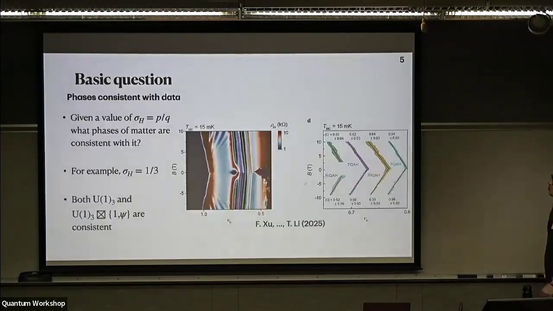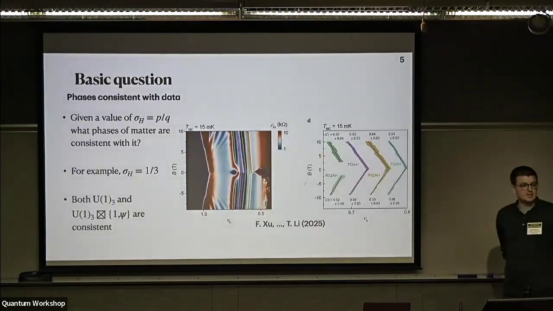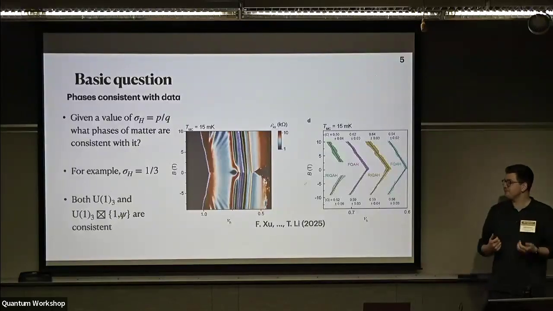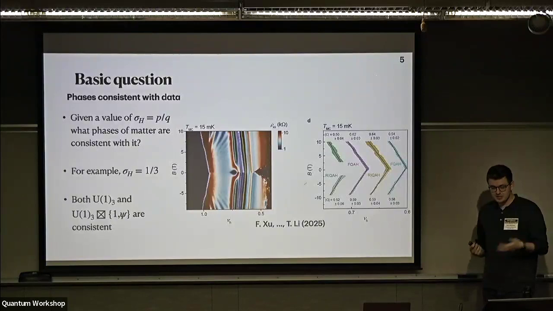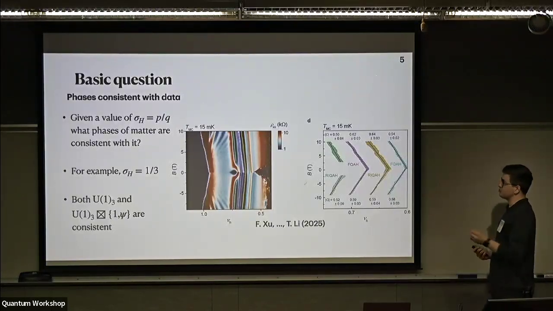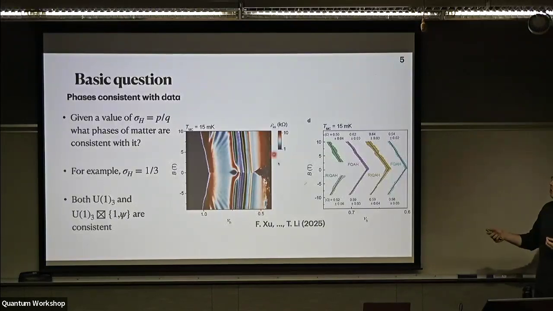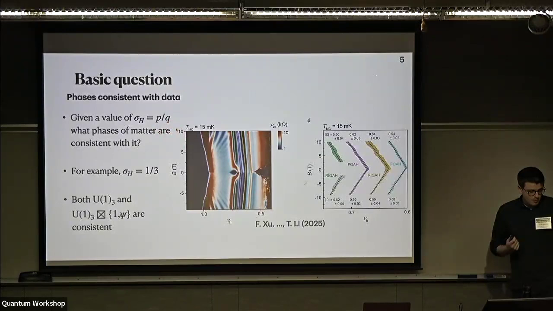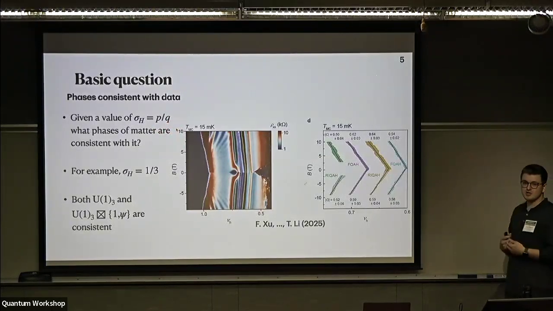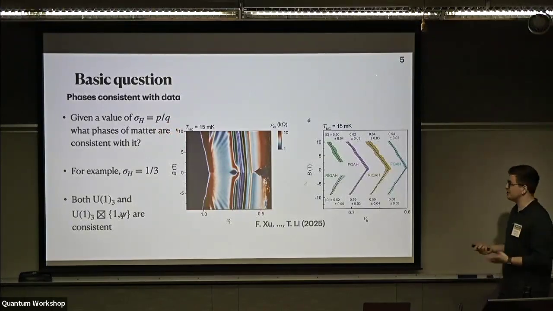So I think this motivated us to ask a basic question, which is, suppose you come to me and you're an experimentalist and you say, I've measured a phase of matter. It is incompressible and it has a fractional value of the Hall conductivity. Throughout, I'll be saying this is P over Q, where P and Q are co-prime integers. And you want to know what phases of matter are consistent with this value. So it's kind of my job. I'm the computer who should tell you this.